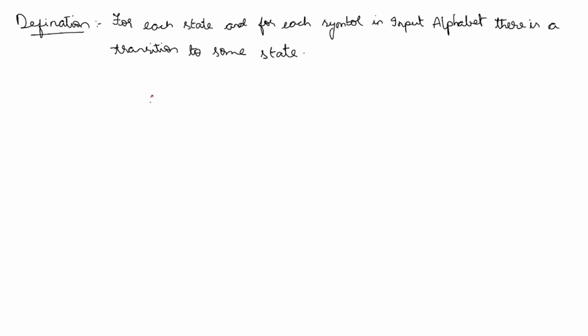For example, we have states Q0, Q1 and Q2, and our input alphabets are A and B. Q0 should have both A and B going to some state, Q1 should have both A and B, and Q2 should also have both A and B. That is, each state should have all the input alphabets mentioned. That's what is different from DFA to NFA.